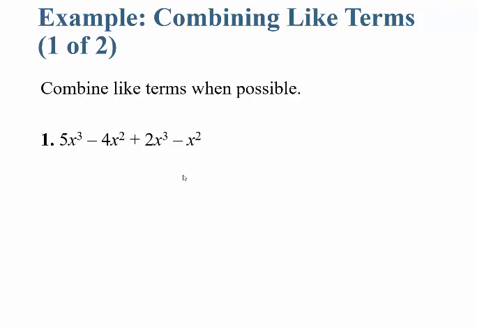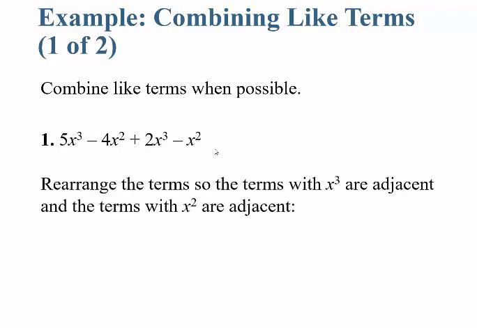Suppose you have this polynomial here. Right, when you just look at it, you have 5x cubed minus 4x squared plus 2x cubed minus x squared. I want to rearrange the terms so that everything with an x cubed are adjacent and everything with an x squared are adjacent. So I'm going to move this around a little bit. I'm going to put all the blue terms, the degree 3 terms together. I'm going to put all the red terms, the degree 2 terms together.